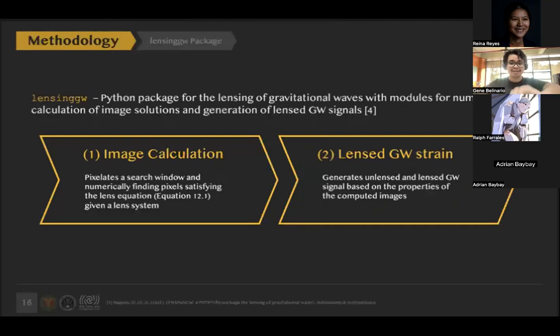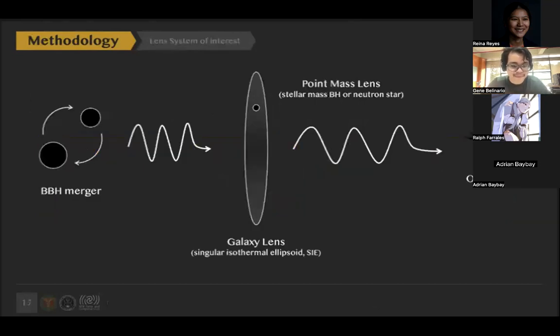Now, we proceed with the methodologies in our thesis. So first, in this thesis, we use lensingGW, which is a Python package for the lensing of gravitational waves. It has modules for a numerical calculation of image positions, and using the properties of those images, it generates unlensed and lensed gravitational wave signals. And in this case, our lens system of interest is given by this schematic diagram.